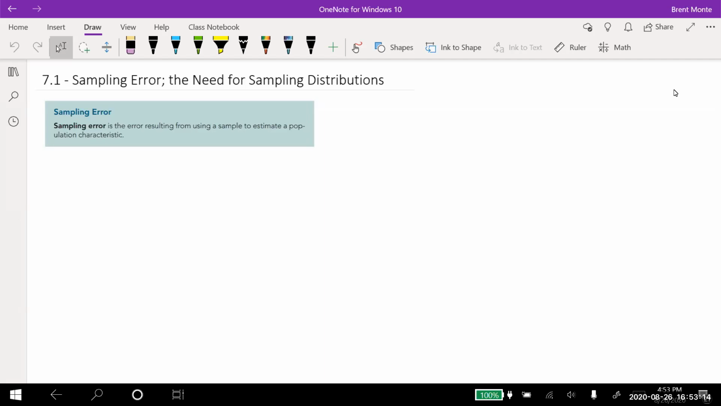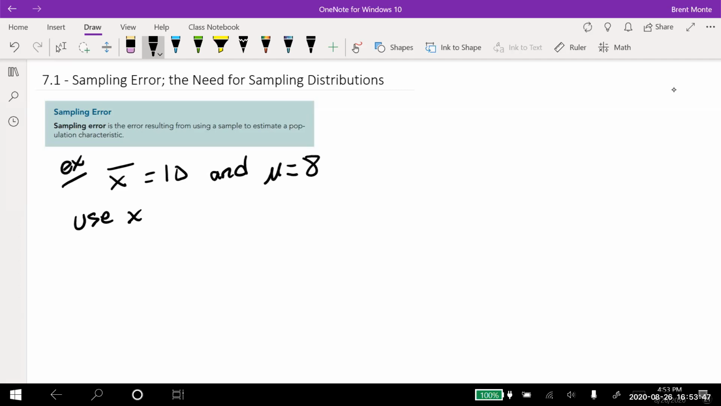Now, I've already got the definition of sampling error there for us. Sampling error is the error resulting from using a sample to estimate a population characteristic. So, for instance, suppose that I want to estimate the mean. Well, the way I'm going to estimate the population mean is the sample mean x bar. So x bar, let's give it a value of, say, 10. And let's suppose, unknown to us, the population mean is 8.